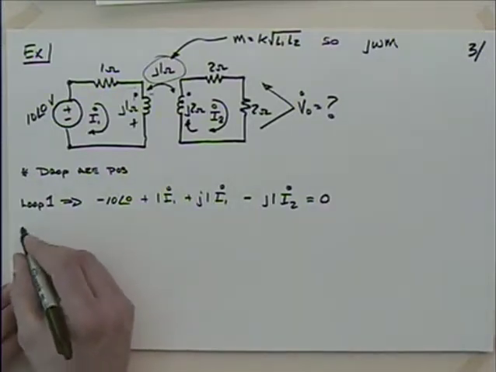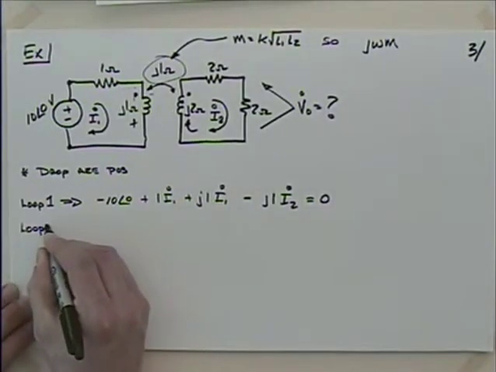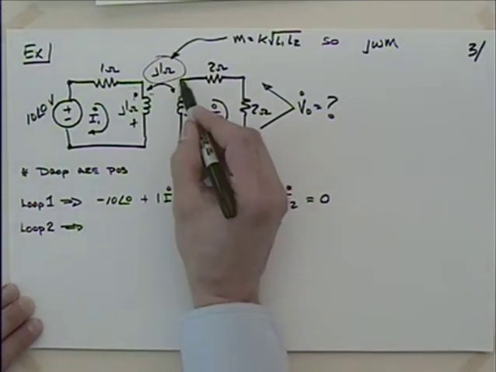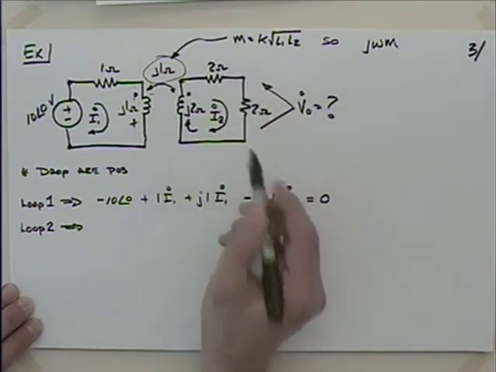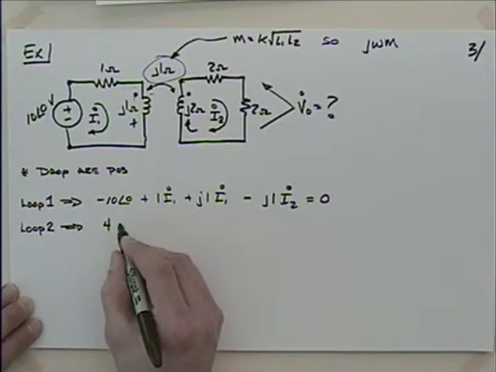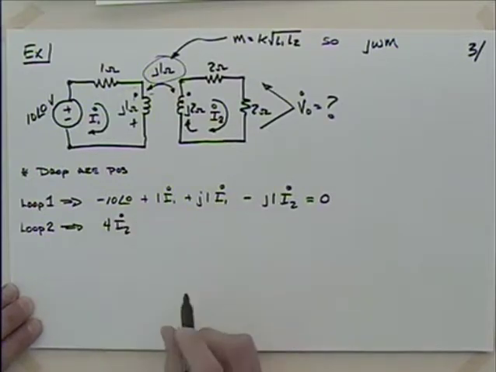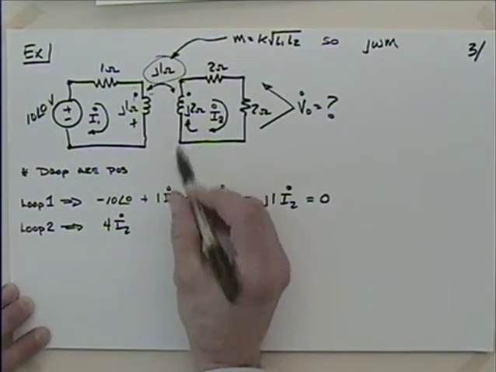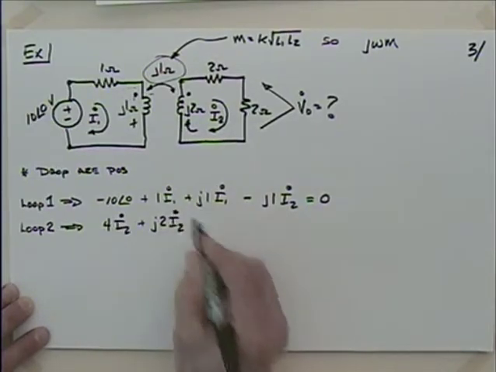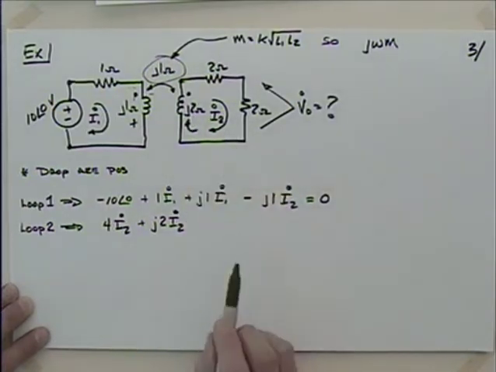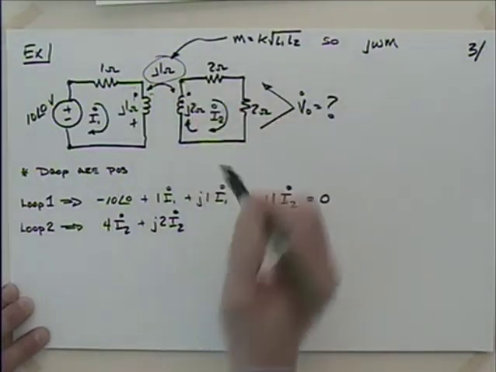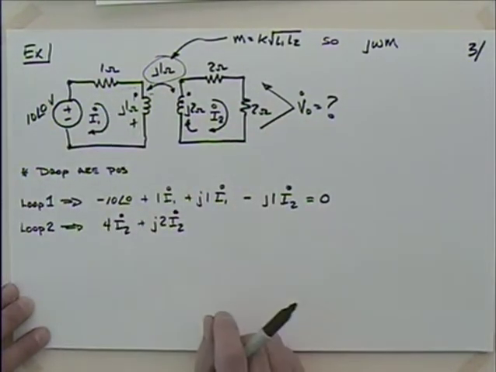Okay, so let's try loop number 2. Maybe I'll start up here and get some momentum. I've got 2 ohms and another 2 ohms. Why don't I just call that 4 times I2. Everyone's good with that? 2 plus 2 is 4. Then we've got this one, plus j2 times I2. So I've got the resistance, I've got the self-inductance, and I would get back to this starting point. I'd be done if it weren't for this piece over here.